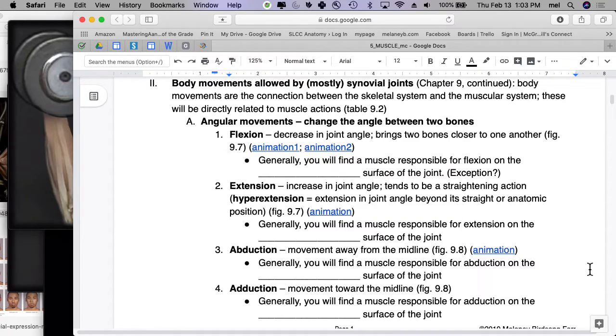And this is not meant to be a comprehensive list of every single thing that muscles do, but it's the one that I know will reinforce what you're actually learning in lab, okay? So the body movements are really the connection between the muscular system and the skeletal system. So that's why we're moving into this right away. So they're directly related to muscle action.